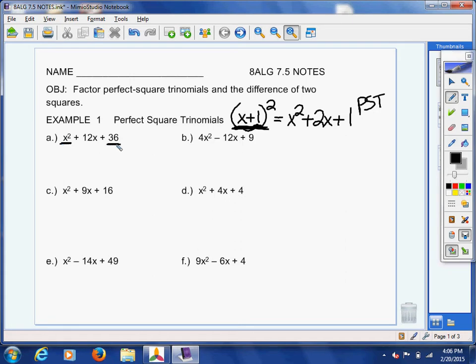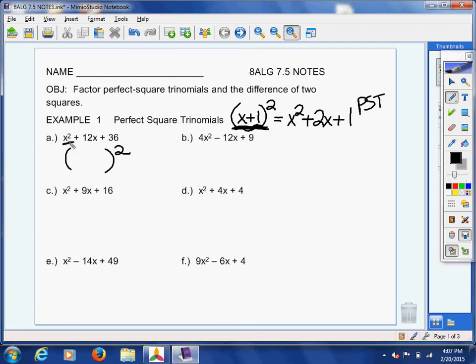The last number has to be a perfect square. The last number also must be positive. If it's not positive, it is not a perfect square trinomial. It's just a regular trinomial that looks like a perfect square trinomial. It is just not perfect, okay? So if we think we have a perfect square trinomial, this is your shortcut. Then it should be originally some binomial that you squared to get that trinomial. So here's how you do it.